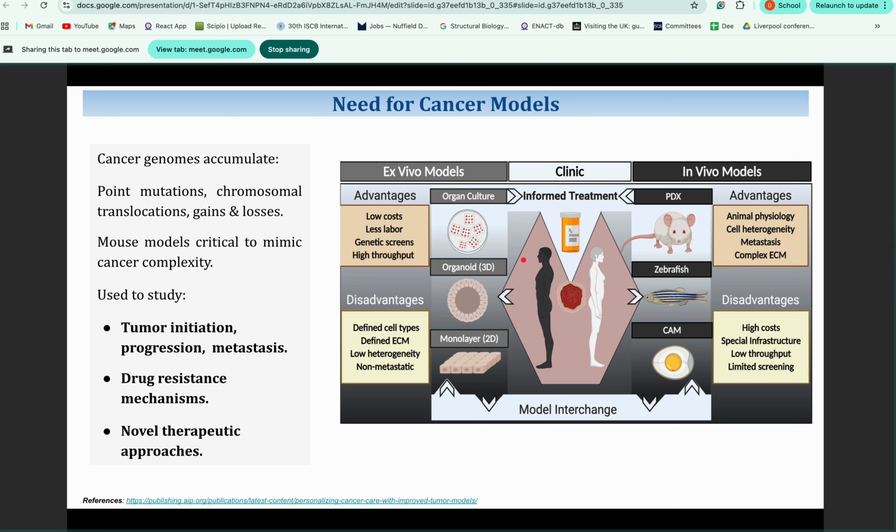But if I am studying the ex vivo models in the organ culture, then in this case I will not be able to model the metastatic event, because I am taking one particular type of cells. So it is non-metastatic, and its heterogeneity is also low. It is quite homogeneous, and the ECM is defined, and its cell type is also defined. So these are some of the limitations. So that's why we need the cancer models, because we can study all these things.